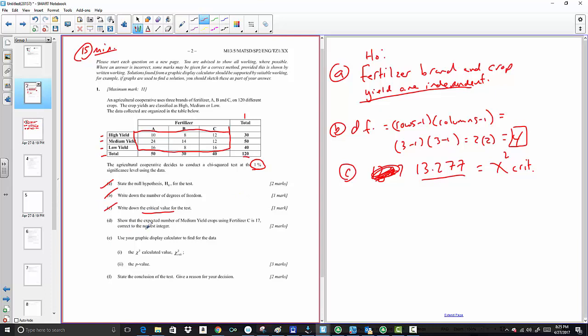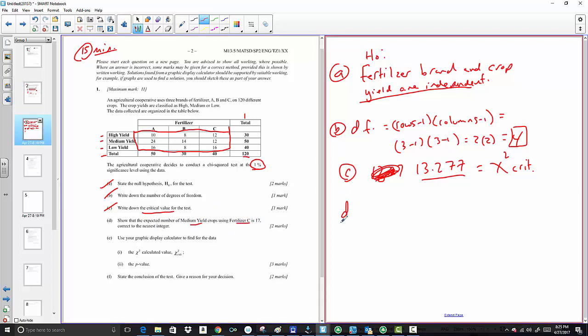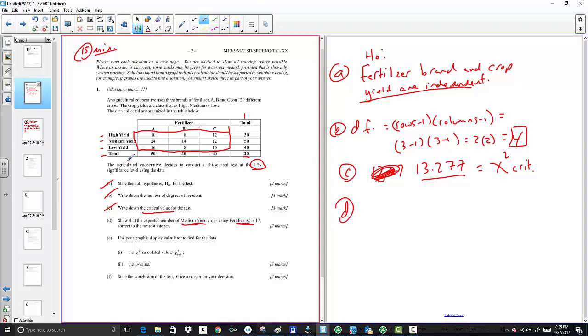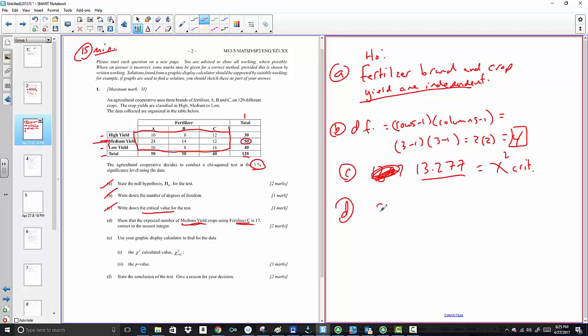Easy point. Show that the expected number of median crop yields for fertilizer C for the medium yield is 17. That's the expected number. They want to know what that is. To do that, it's pretty easy. We just pay attention to the yield and the fertilizer that they want. The yield they have, the medium yield, we'll take the row total, which is 50. And then we'll keep in mind that we have the fertilizer C that we want.